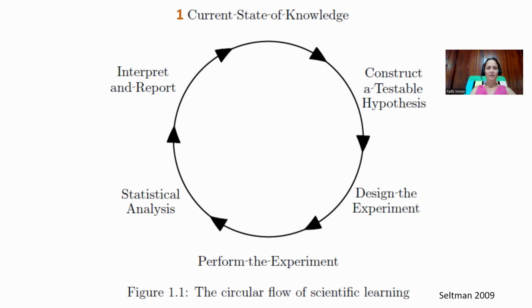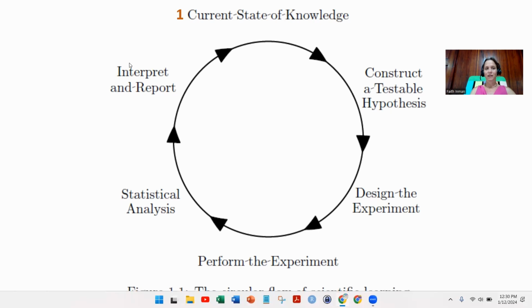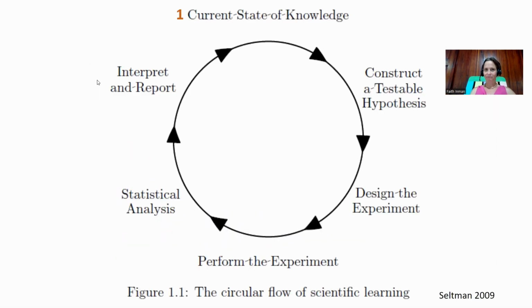To begin with, we start by considering the current state of knowledge. The current state of knowledge is what we already know, right? What we already know or other people know. And from there, we construct a testable hypothesis. Then we go on to design the experiment, perform the experiment, do the statistical analysis, and then interpret and report the results, which should contribute back to the current state of knowledge.